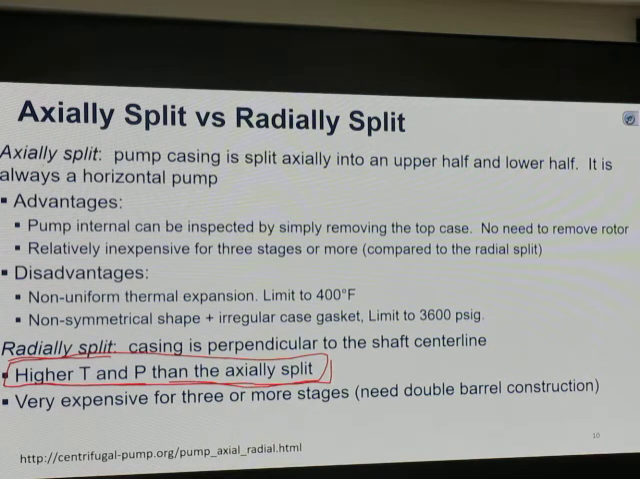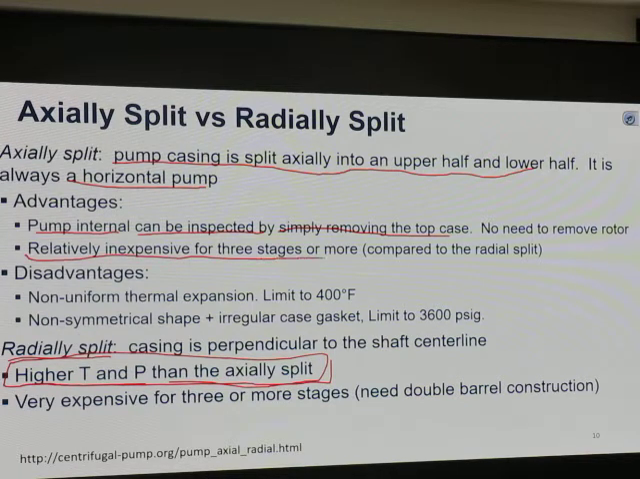Okay, axially split. The pump casing is split into an upper half and a lower half. It is always a horizontal pump. Advantage: pump internals can be inspected by simply removing the top casing. No need to remove the rotor, so we can take it apart more easily. Relatively inexpensive for three stages or more compared to radially split. Disadvantage: non-uniform thermal expansion. Most of the time it's limited to 400F.